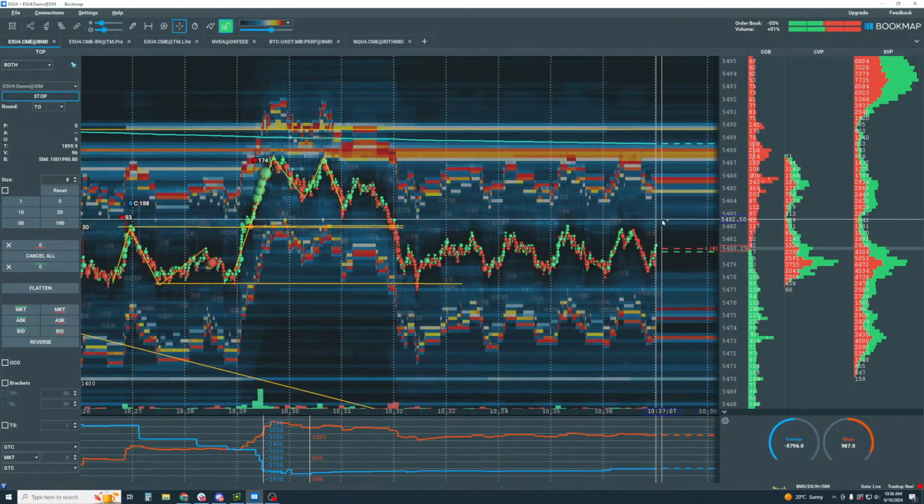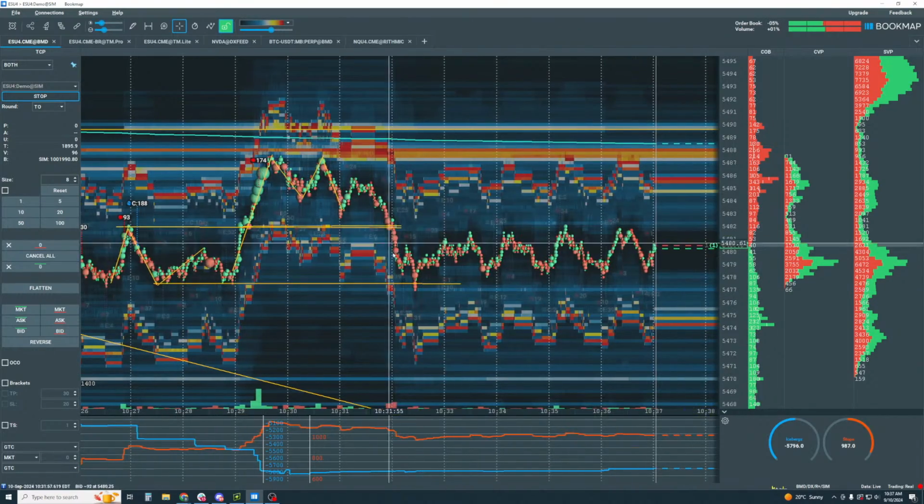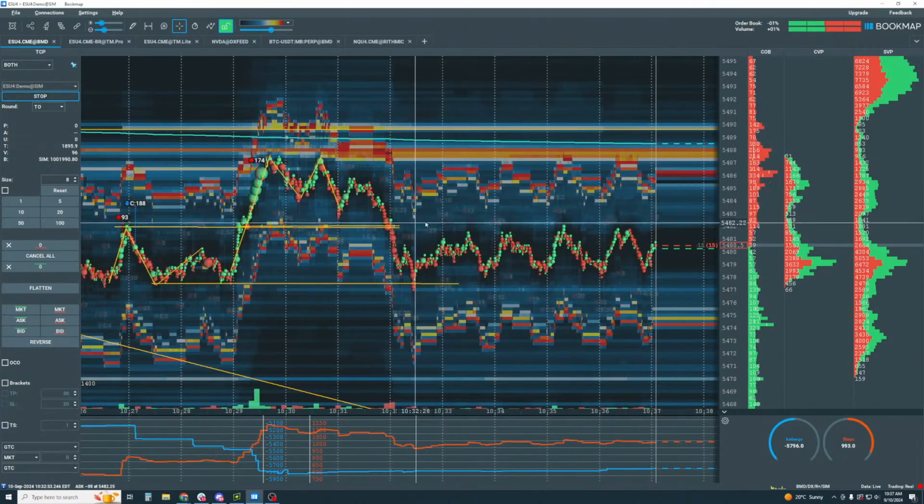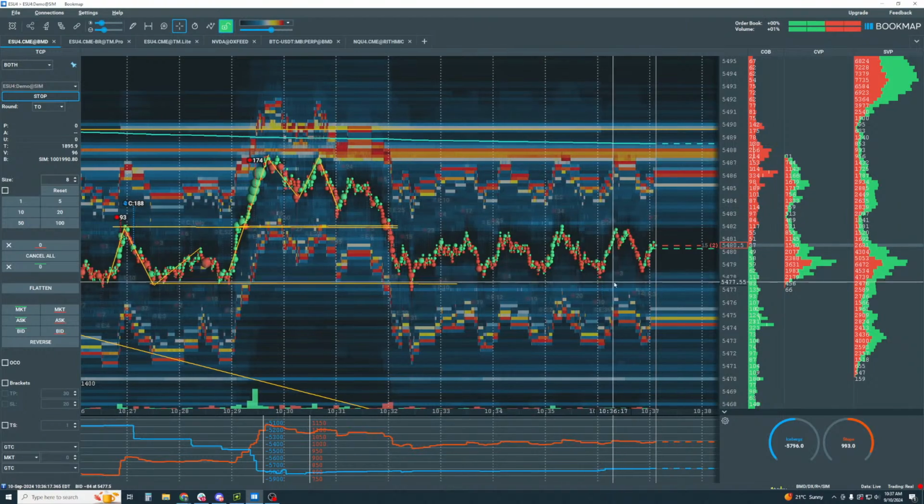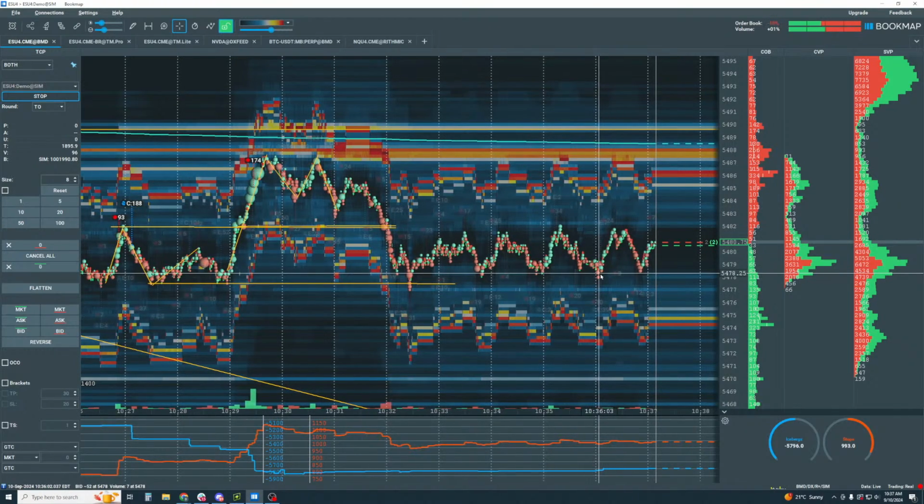Yeah, I mean, this is rather directionless right now. So, there is no kind of edge or advantage in here, unless you want to trade the range.